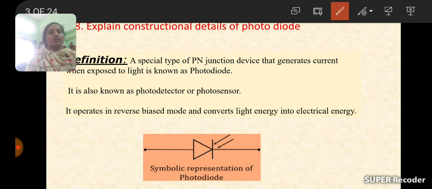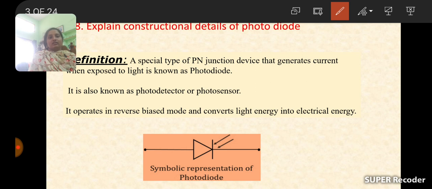So where it starts to increase is called the cutoff region, where it tries to decrease is called the negative resistance region, and where it is again increased is called the saturation region. So these are the different topics we discussed in our last class, and now we are going to discuss one more special semiconductor device that is called photodiode.